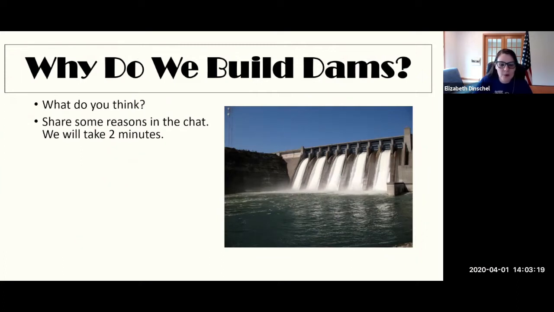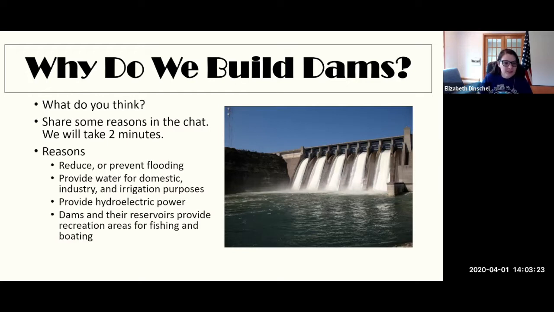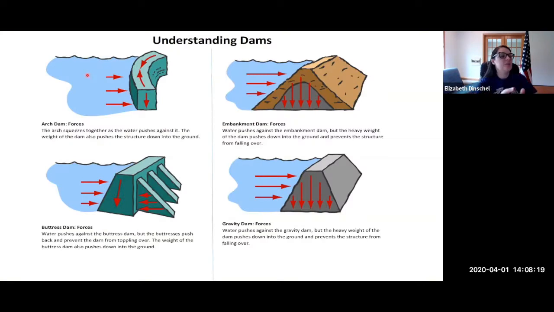Yes, these are great answers, guys. So it reduces or prevents flooding, just like you guys said. It provides hydroelectric power, so we can generate power in those hydroelectric plants. And can you guys use the chat and tell me, what do you think these red arrows represent in these photographs that are up here? What do you think they represent?